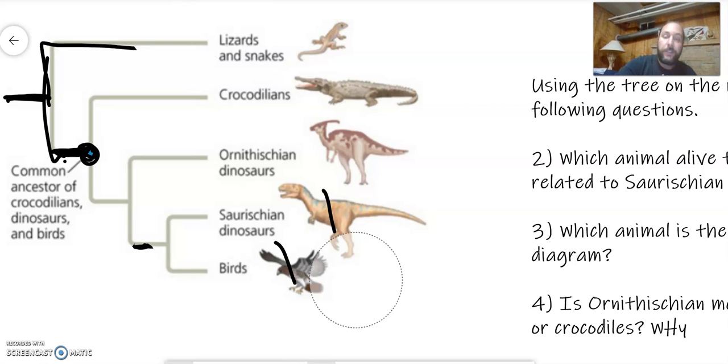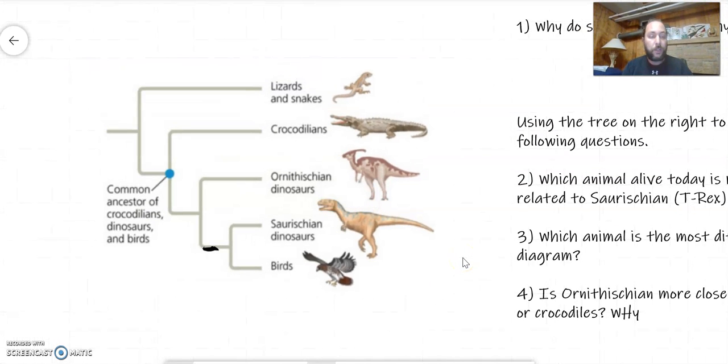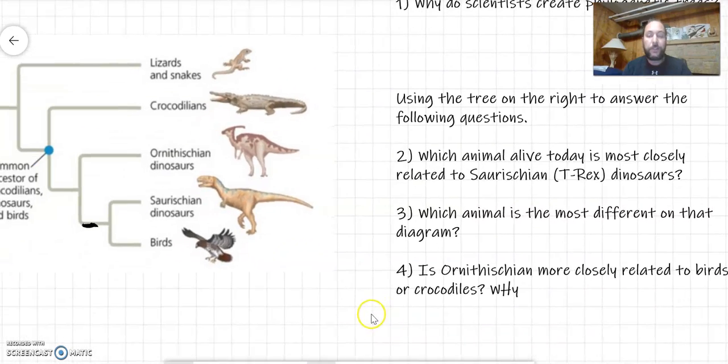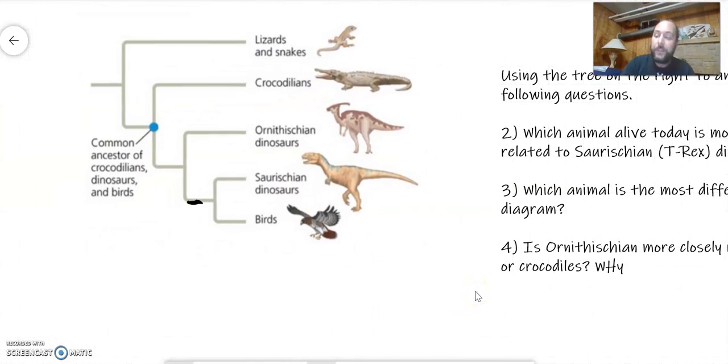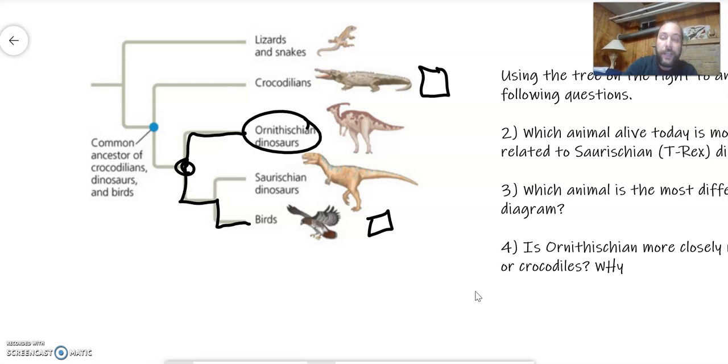And then the final question is asking, is the ornithischian more closely related to birds or crocodiles? Why? So what I'm interested in is this guy right here, the ornithischian. And I'm wondering whether it's more closely related to crocodiles or to birds. And again, I can't tell just by looking at the animals. That's not going to help me. So I start by figuring out where the most recent common ancestor is. So if I draw the line back here, I see that birds and ornithischians share a common ancestor here.